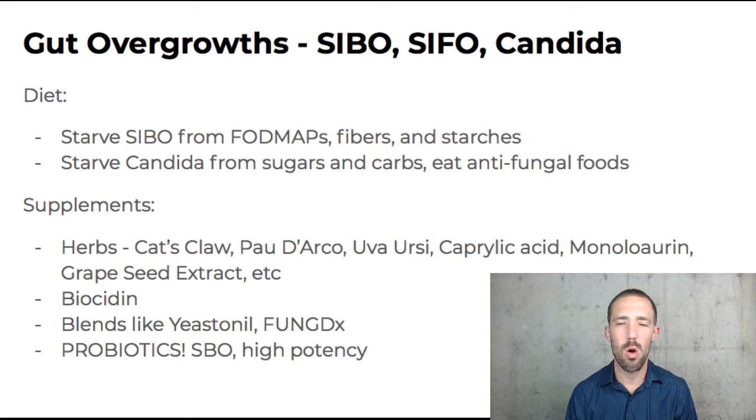If it's Candida, Candida feeds on sugar, it feeds on carbs. So a Candida killing diet is typically a low carb, low sugar diet. You can also eat antifungal foods, foods that are going to help your body kill the fungus. But from a diet perspective, especially with these infections and overgrowths, your diet is not going to fix this. But it's an important part, and it's the first part that we work on with everybody: get them on the right meal plan for what they're dealing with.